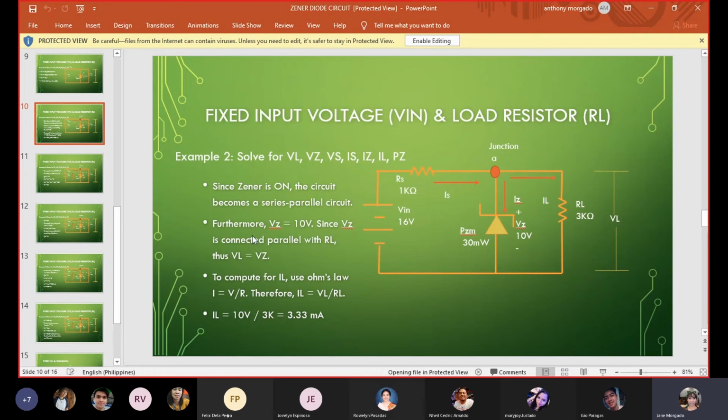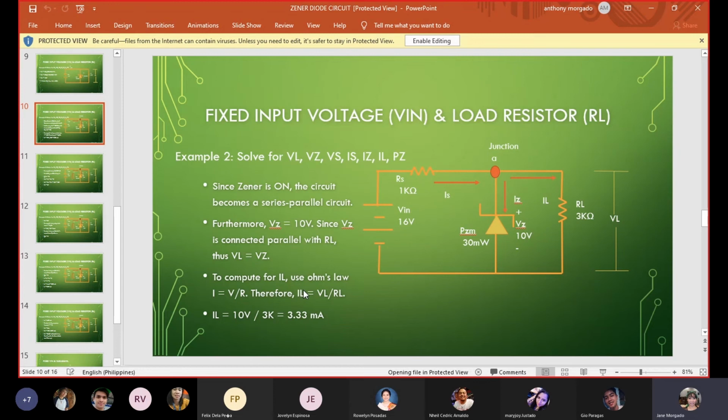Okay? And then furthermore, VZ is equal to 10 volts. Thus, VL is equal to VZ. Kasi parallel nga sila. So, with VZ equal to 10 volts, then VL is equal to 10 volts. So, si VL, susunod na siya sa VZ. Kasi si Zener, once it is on, it acts like a supply na rin. Parang na rin siyang DC supply.